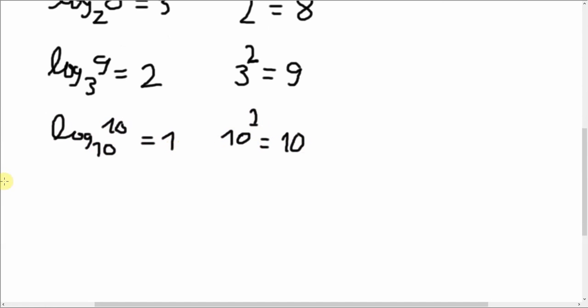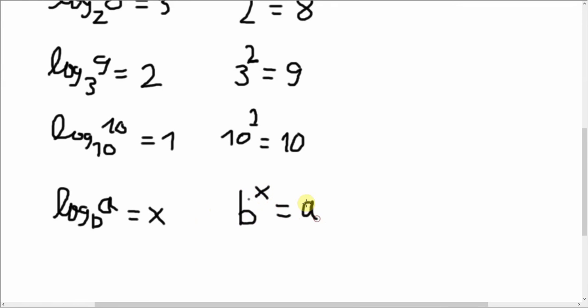Okay, so now let's try and see how a general logarithm looks. So a logarithm of some number a in base b equals just a number x. That means b to some power x equals a. So if and only if the logarithm of a in base b equals x, then b to the power x equals a. It's very important to note that if I know one of these statements is true, the other one is also true.